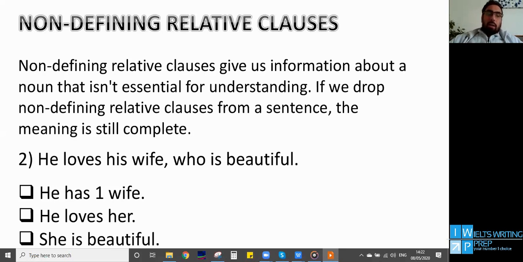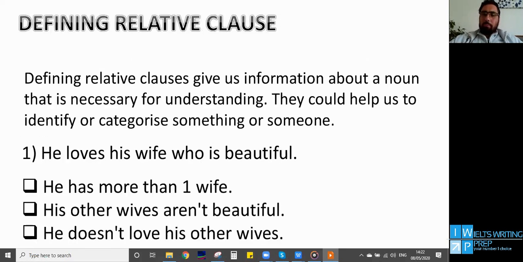So that is the main difference. He loves his wife. He has one wife. He loves her, and his wife has additional, extra information: his wife is beautiful. With non-defining relative clauses, we can drop these clauses and not change the meaning whatsoever. What would happen to this man if we put a comma here?